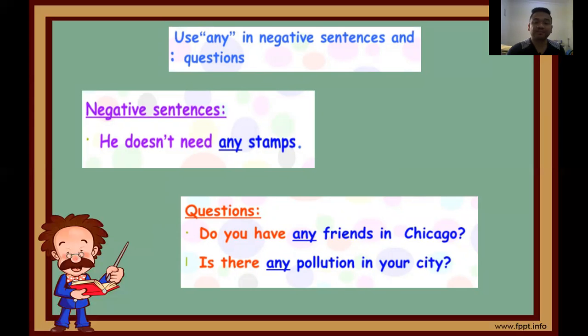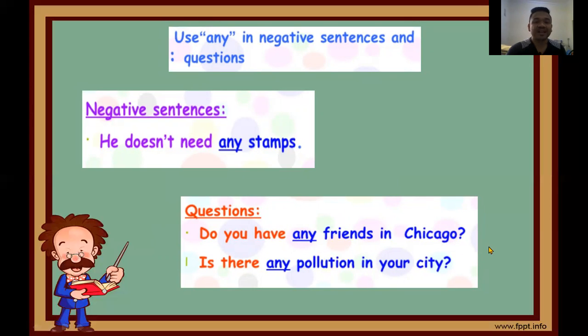Now, next example is, is there any pollution in the city? So any, this is a question. After the word any, we have the noun pollution, and pollution here is an uncountable noun. So in other words, we can use any for asking a question with both countable and uncountable nouns.